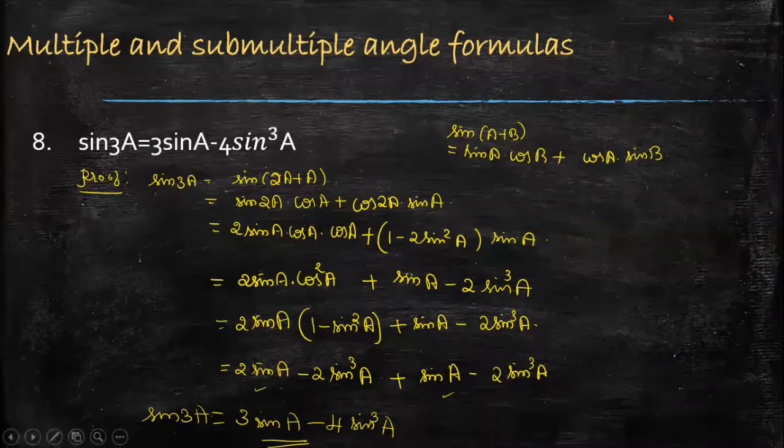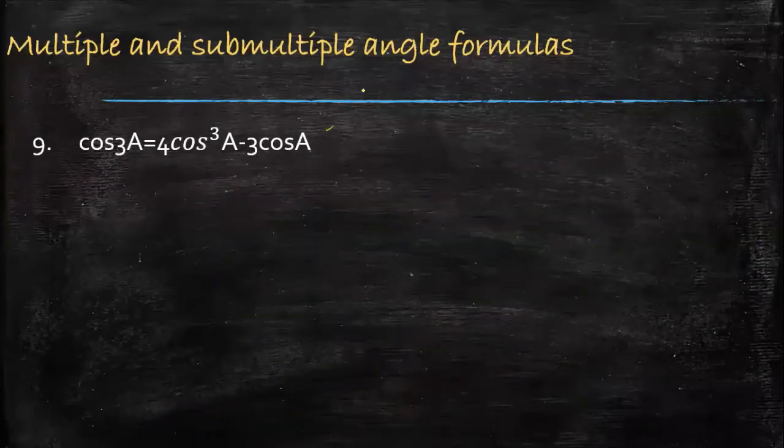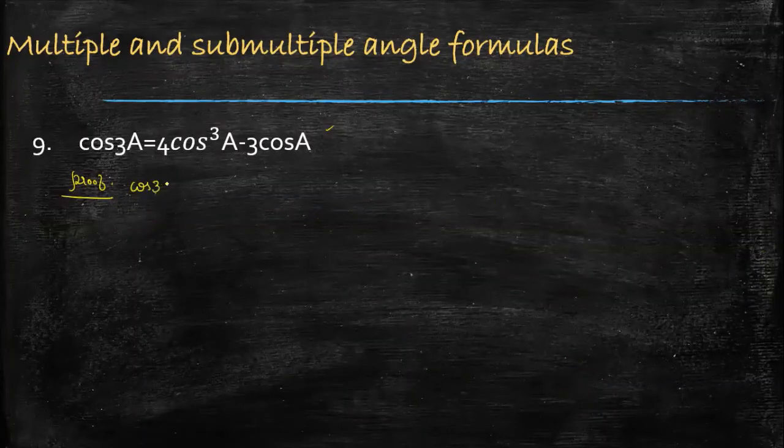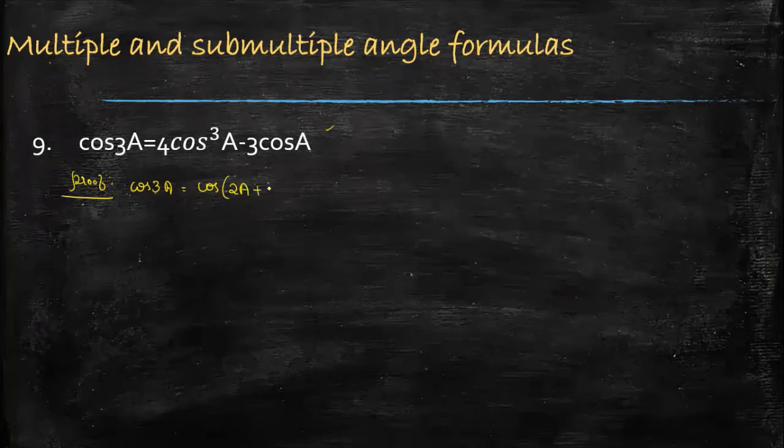This is how we have proved it. Now I have to prove that cos 3A is 4 cos cube A minus 3 cos A. Let us just prove this. Cos 3A: we have to use the compound angle formula. So we have to write it in the form of a compound angle.